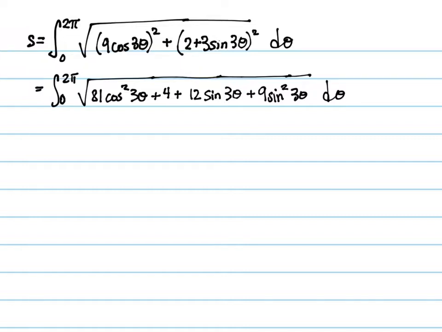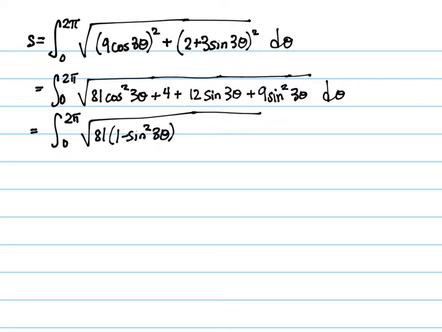So it's not super friendly that I have both sine squareds and cosine squareds here, but they don't have the same coefficient. So I'm just going to combine them by changing one using the Pythagorean identity into the other one. So we're going to go with the 81 changing. It doesn't really matter, that's just the one I'm picking. So this would be 81 times 1 minus sine squared of 3 theta plus 4.